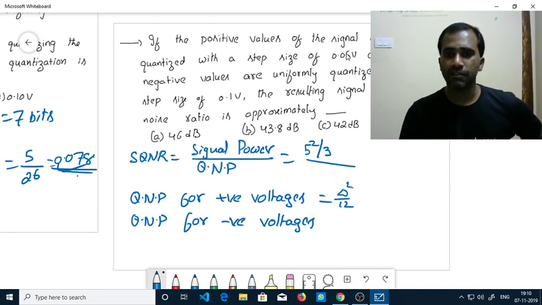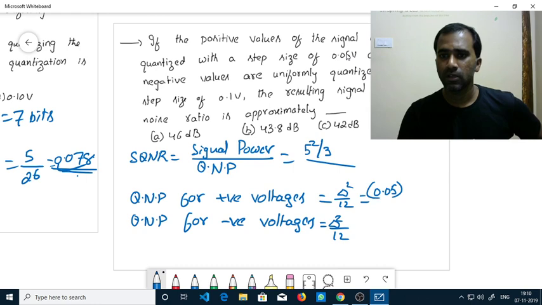Whenever the quantization error has a uniform PDF, you can use the formula delta squared by 12. For negative voltages also you can use the same formula, delta squared by 12. But for positive voltage, the step size is taken as 0.05, so it is 0.05 whole squared divided by 12. And for negative voltages, what is the step size? It is 0.1, so 0.1 whole squared divided by 12.